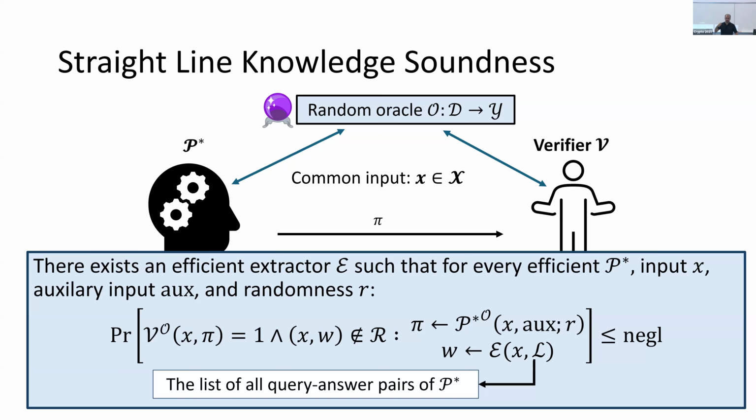There exists an extractor such that for any efficient P star, input x, auxiliary input, and randomness, the following should hold. If I run P star on x, the auxiliary input, and this randomness, and it outputs a proof pi, and this proof is accepting, then if I give the extractor x and the list of all queries issued by the prover to the random oracle, the extractor should compute a valid witness. So that's the definition that we'll work with.